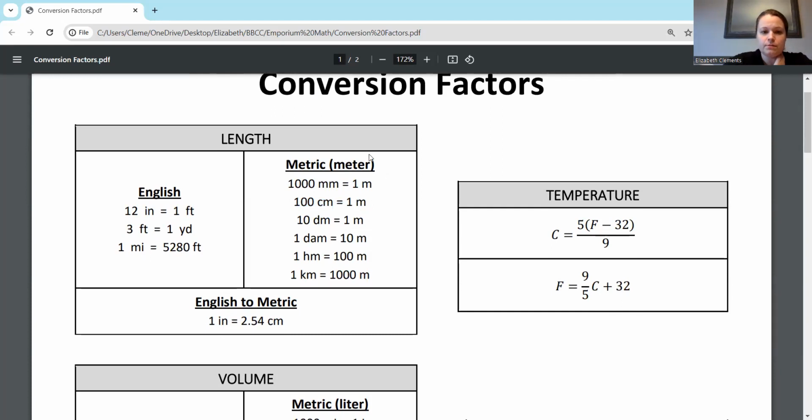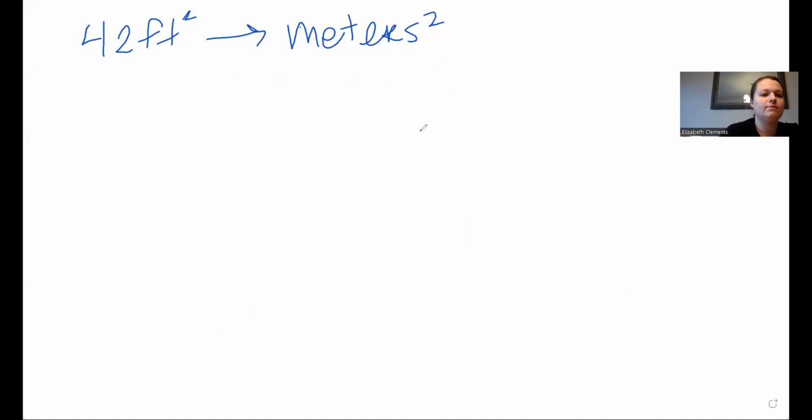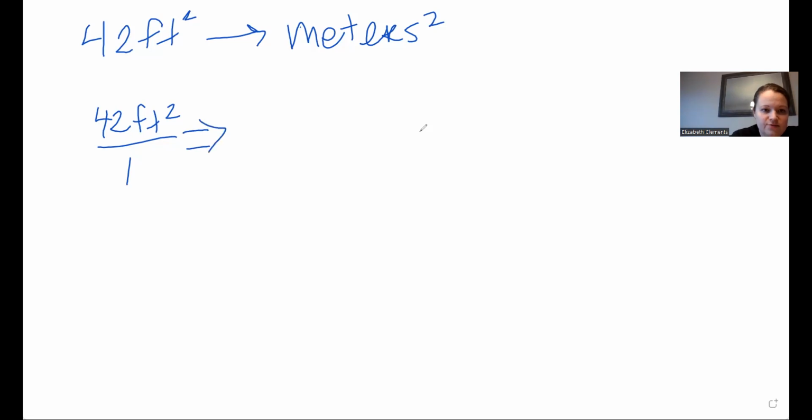So that's what we're going to use, okay? So first we have 42 feet squared over 1. Now this gets a little confusing because I think in the workbook, it says you're going to use units twice. You're going to have to use your unit conversions twice. What I'm going to show you is why, with feet squared.